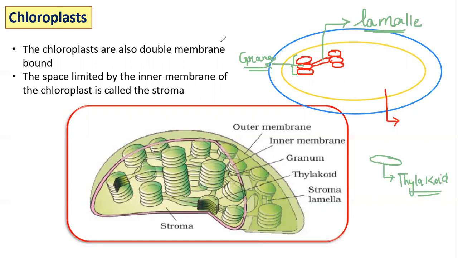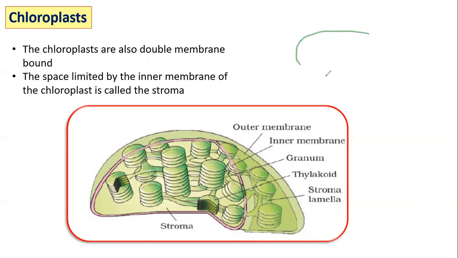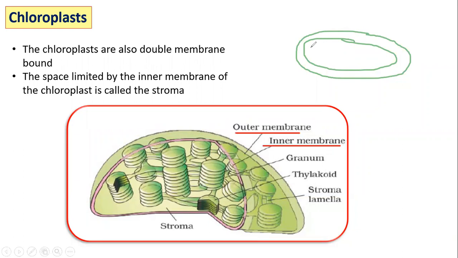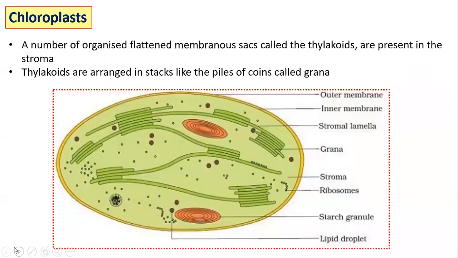Once again, about the structure: there is an outer membrane of the chloroplast, and there is an inner membrane like this. Inside that you will find coins arranged in a stack-like structure, which you will call the granum, and each single one you will call a thylakoid. They are interconnected by the stromal lamellae, and the space inside the inner membrane you will call the stroma. Very easy structure, you can get it from the diagram itself.